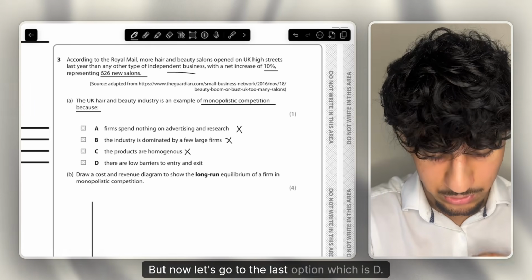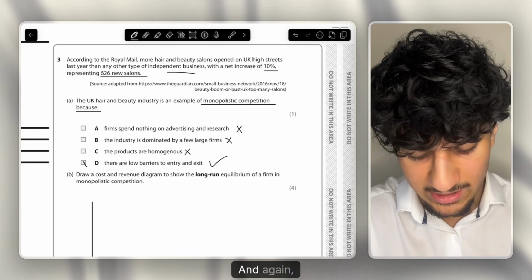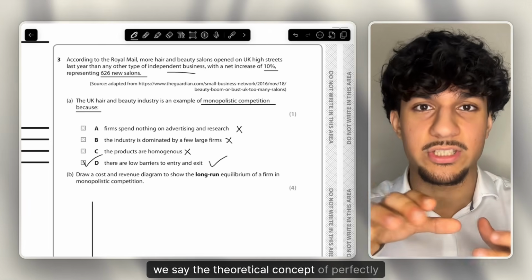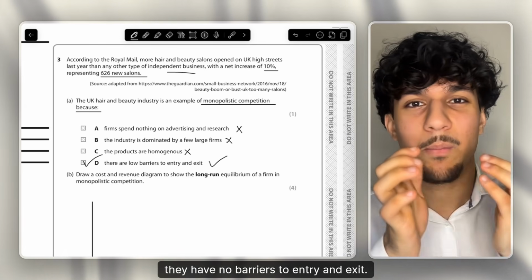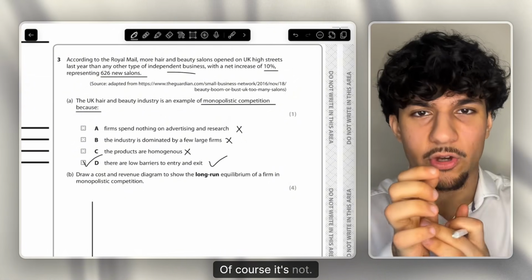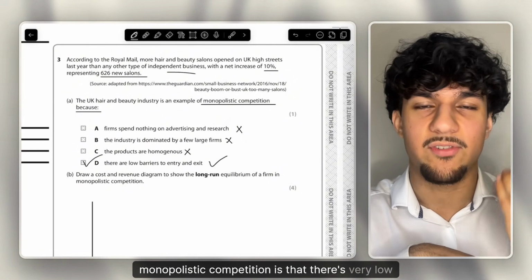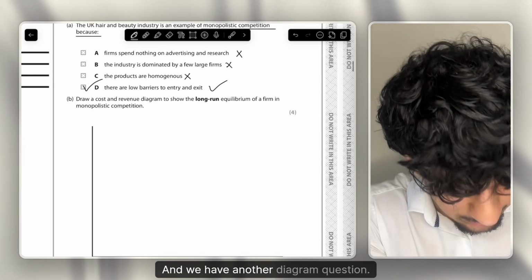But now let's go to the last option, which is D. There are low barriers to entry and exit. That is true. And again, contrasting it with perfectly competitive markets, we say the theoretical concept of perfectly competitive markets, they have no barriers to entry and exit. But is that realistic? Of course, it's not. Therefore, the realistic version of that, which is monopolistic competition, is that there's very low barriers to entry and exit. But yeah, that's a good way to remember that. But let's keep going.